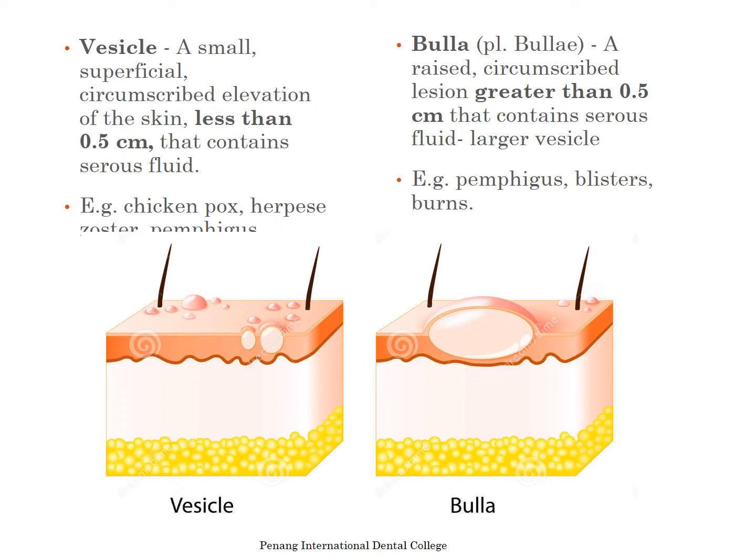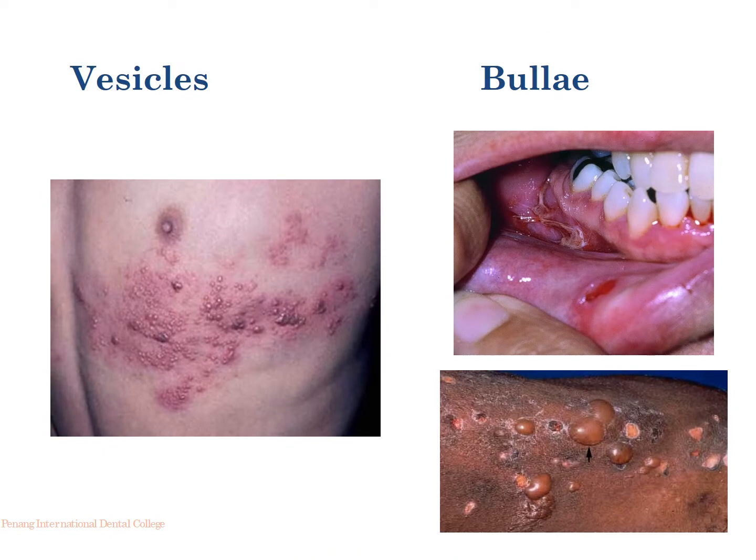A bulla is essentially a larger vesicle. It is a raised circumscribed lesion greater than 0.5 cm that contains serous fluid. Examples are again pemphigus, blisters, or the common burns that happen because of either thermal or electrical injury. These are clinical examples of a vesicle on the trunk of a patient, where you see multiple crops of vesicles caused by varicella zoster infection.